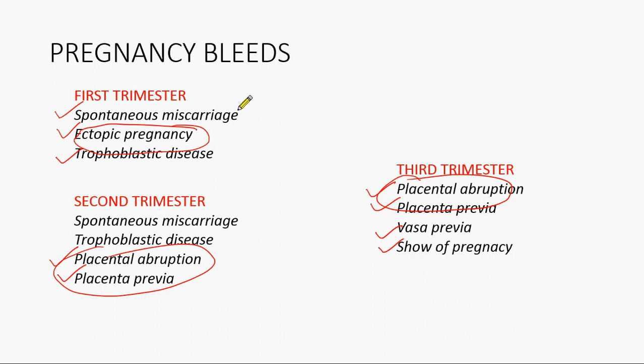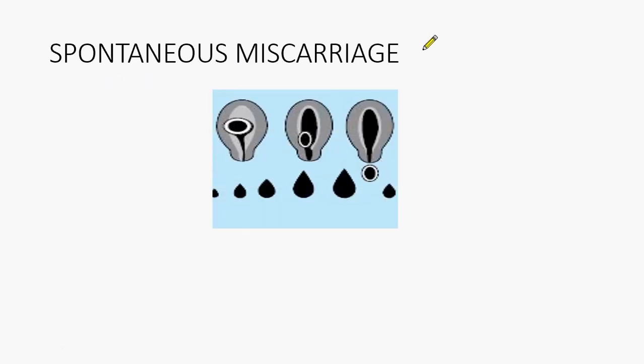Now, spontaneous miscarriage is going to be discussed today. The rest we will discuss in our next Decabyte. So spontaneous miscarriage is nothing but loss of conception less than 24 weeks or less than 6 months. That is the important thing here.